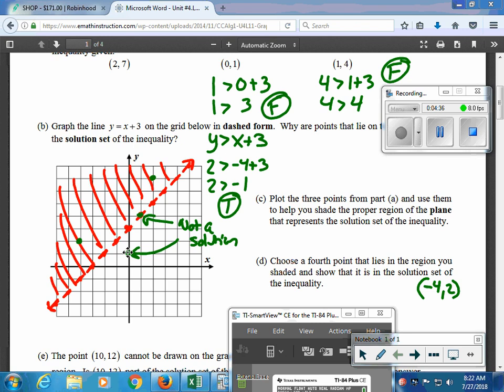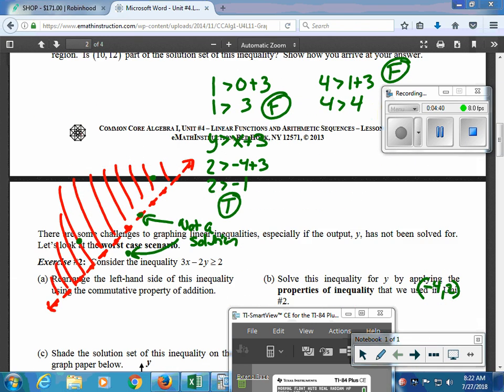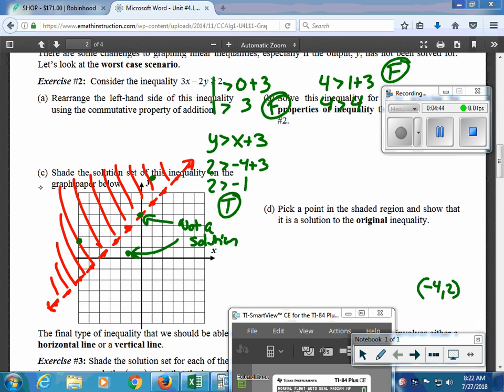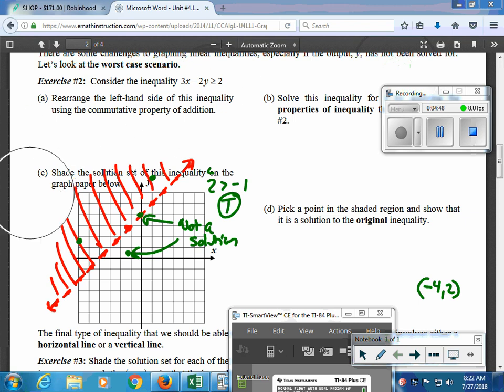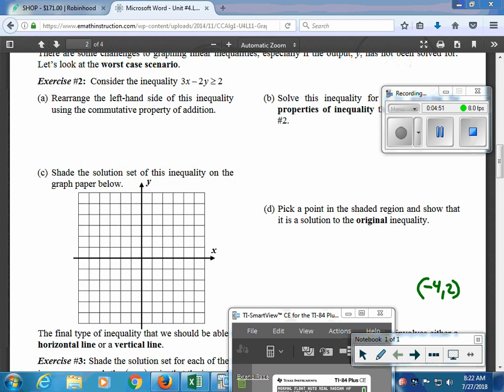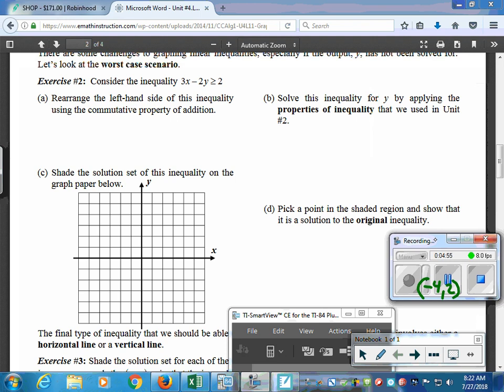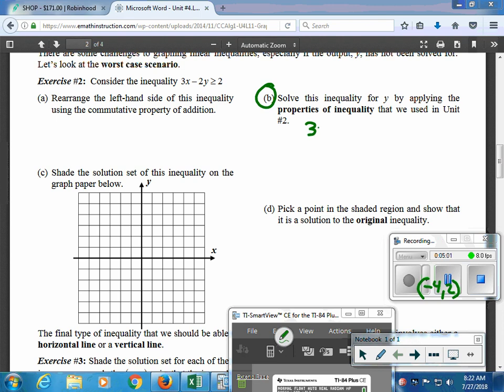Now we're going to look at one other part on the back. And you can finish the graph for exercise 2, but I'm not going to have time right now to finish it. So they give us this inequality, and we're going to use some of the skills we talked about for this unit, which would be getting y by itself. So I'm going to write down my inequality to start. And then again, we're trying to get y by itself.